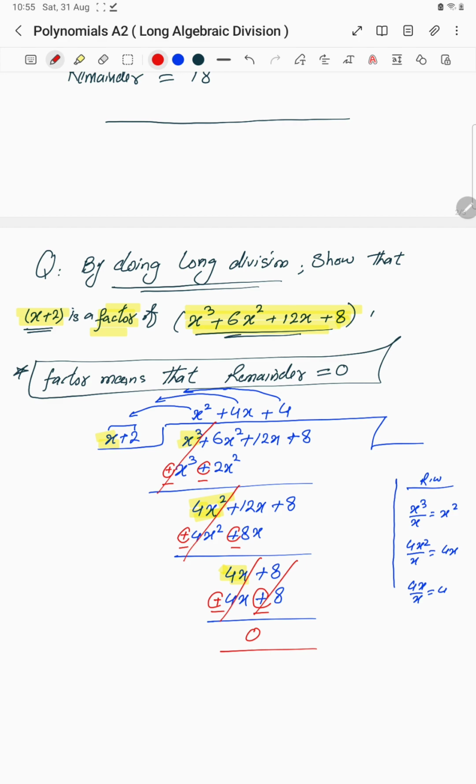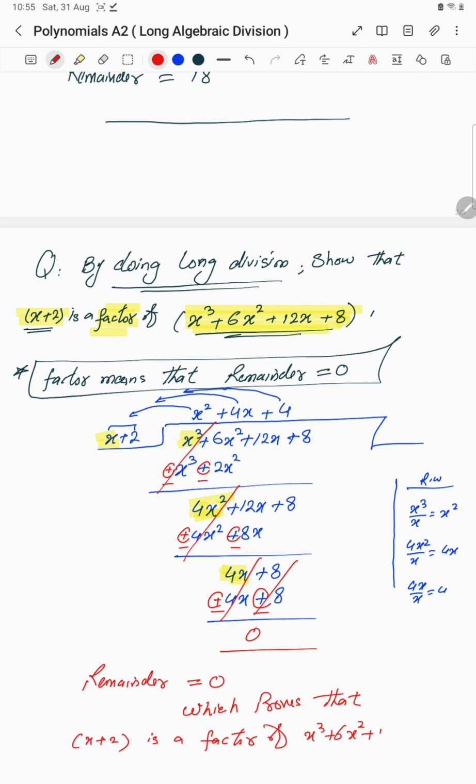As we have to prove that x plus 2 is a factor of this, since our remainder is 0, which proves that x plus 2 is a factor of x cube plus 6x square plus 12x plus 8. I hope it is clear.